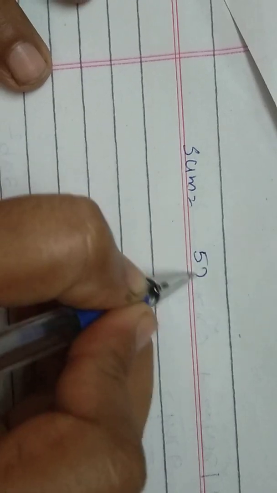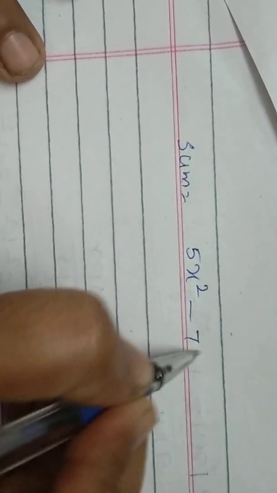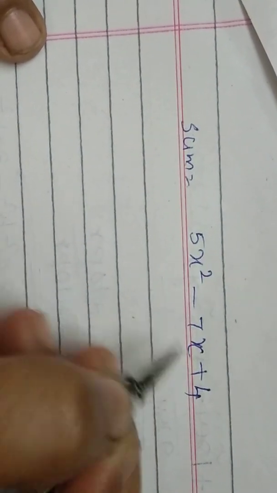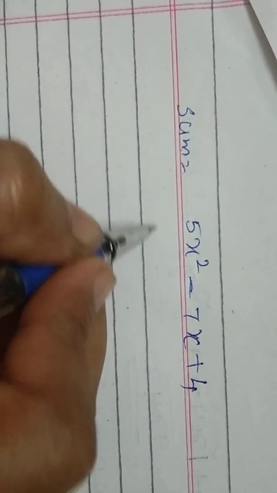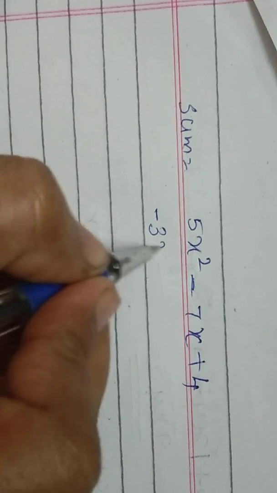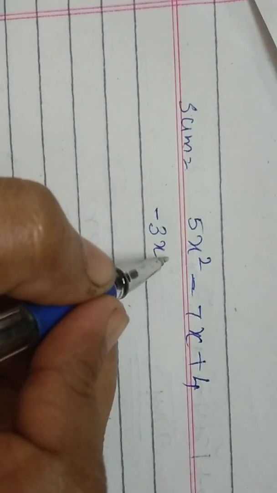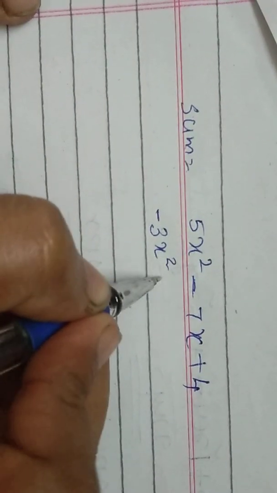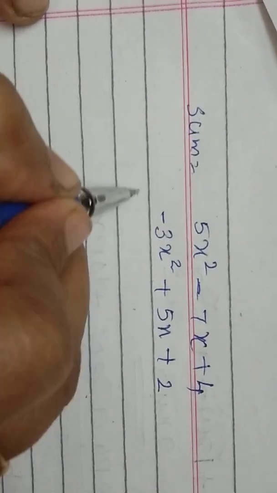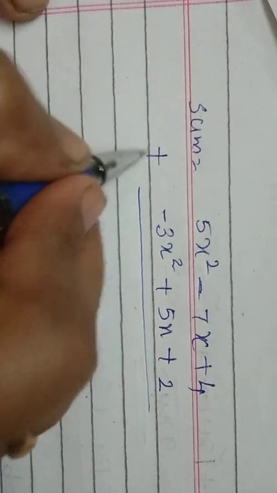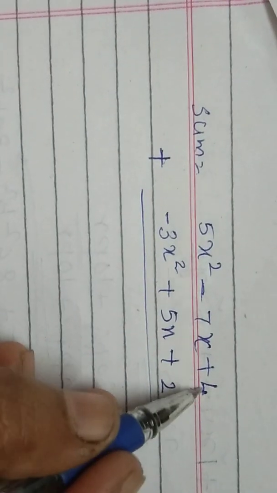So first we have to find the sum. How will you do it? The first expression, 5x square minus 7x plus 4, I write below. Then we write the second expression. Like terms should be written one below the other. So minus 3x square plus 5x plus 2. Now we have to add. First we do the sum, so give the plus sign and add.